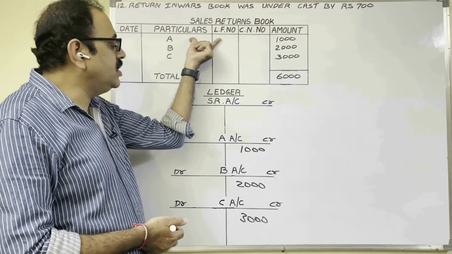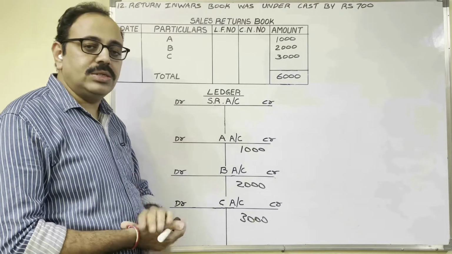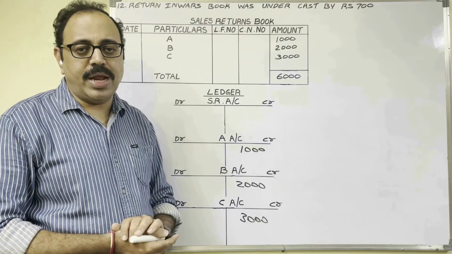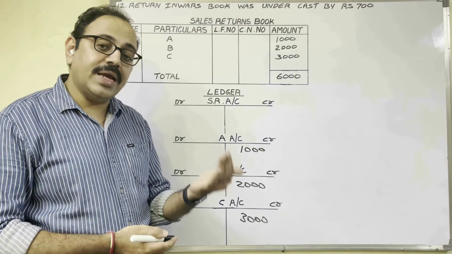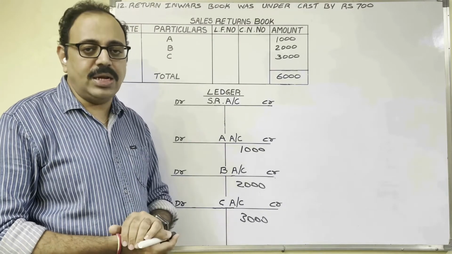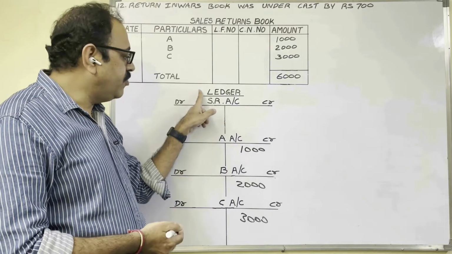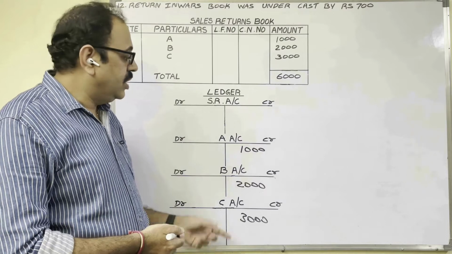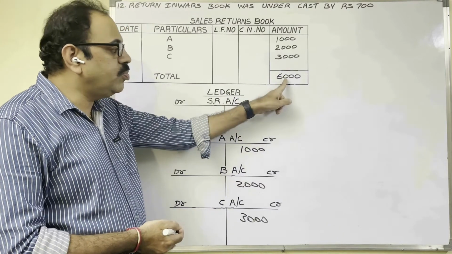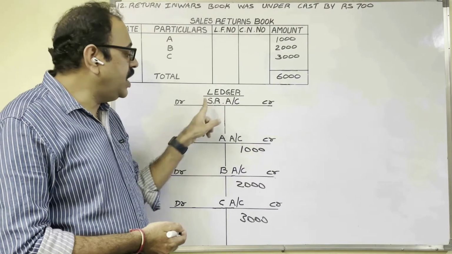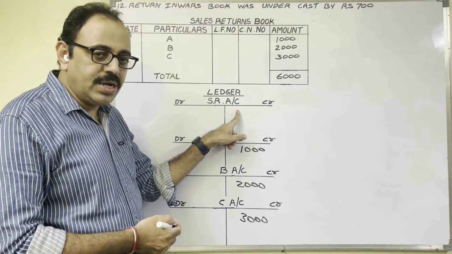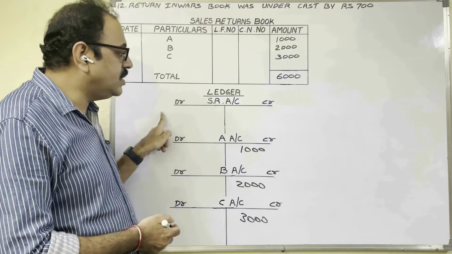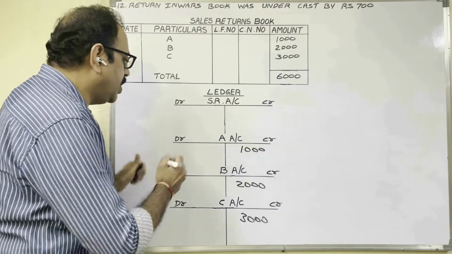So sales returns account shows a debit balance because sales means income. Income shows a credit balance. Sales returns expenditure. It shows a debit balance. So in ledger, we have to prepare sales returns account and customers accounts. In sales returns account, we should post this total. Sales returns account shows a debit balance. So debit side we should post. To sundries as per sales returns book 6000 rupees.